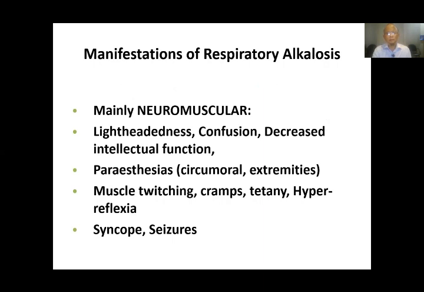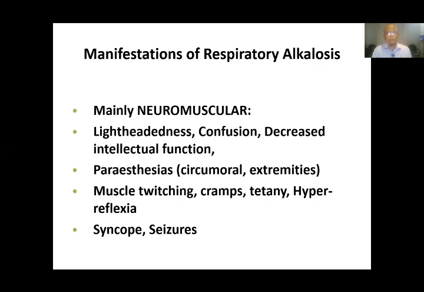Mainly neuromuscular: lightheadedness, confusion, decreased intellectual function, paresthesia, circumoral or extremities, muscle twitching, cramps, tetany, hyperreflexia. There may be also syncope and seizure. So even circumoral, you will get circumoral tingling and numbness in and around the oral cavity. So these are the features of respiratory alkalosis.